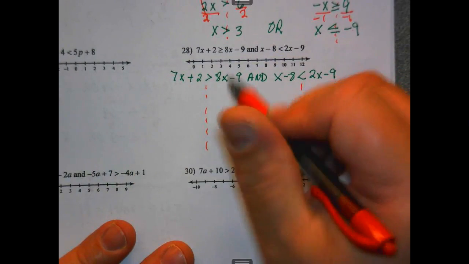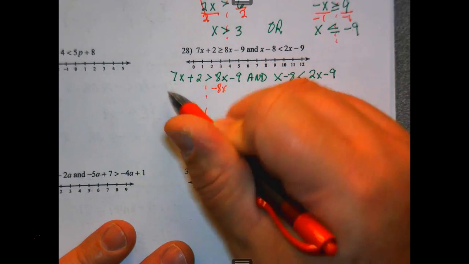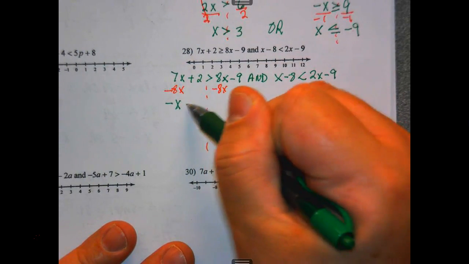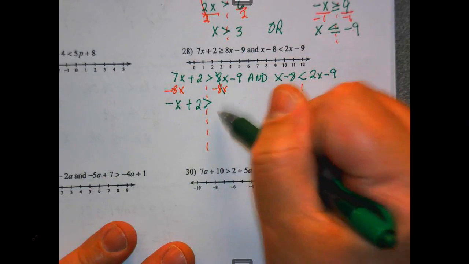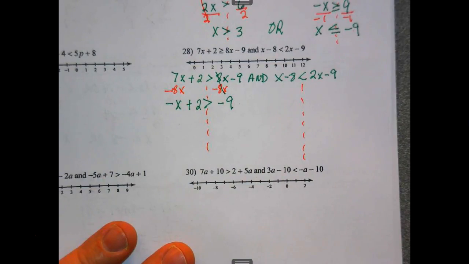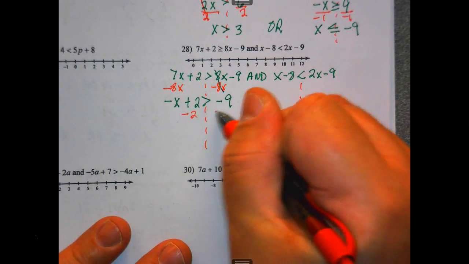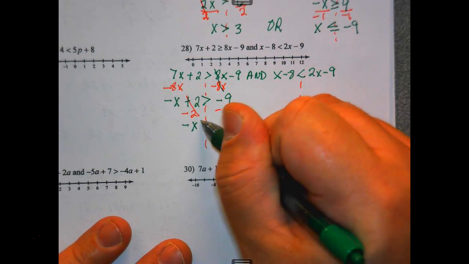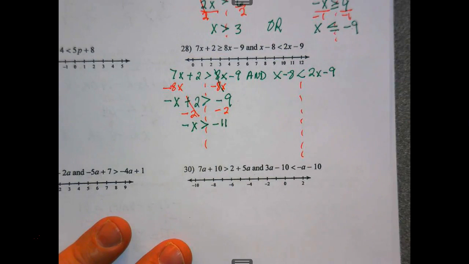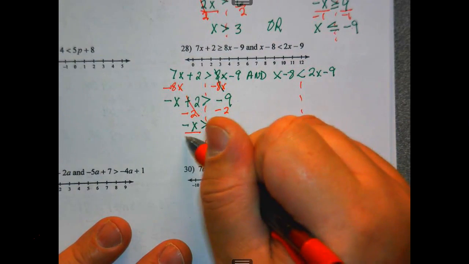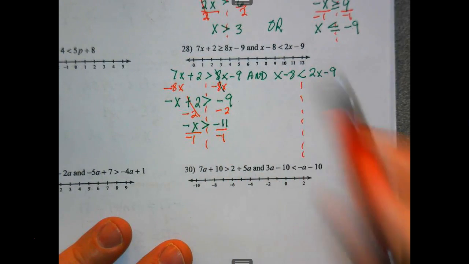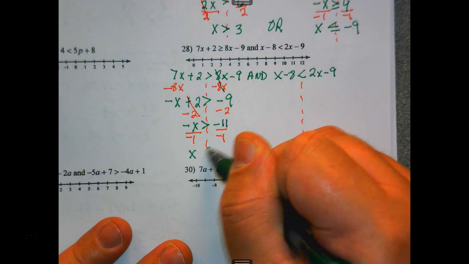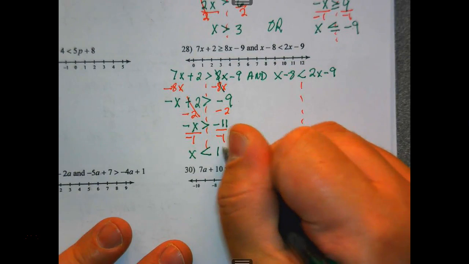Okay, I want my x's on the left-hand side, so I'm going to subtract 8x. Negative x plus 2 is greater than negative 9. Subtract 2 from both sides. Negative x is greater than negative 11. I'm going to divide both sides, get rid of that negative sign, by negative 1. So x, flip the sign because I divided by a negative number, is less than 11.